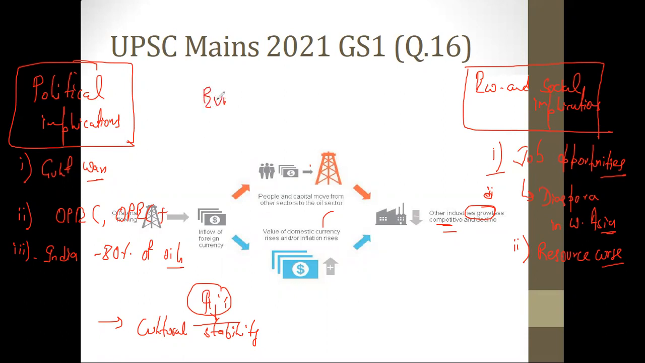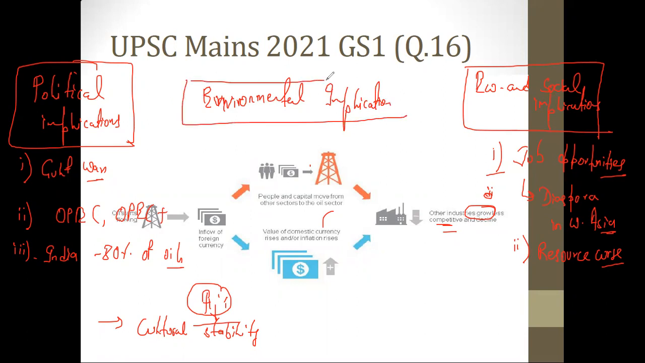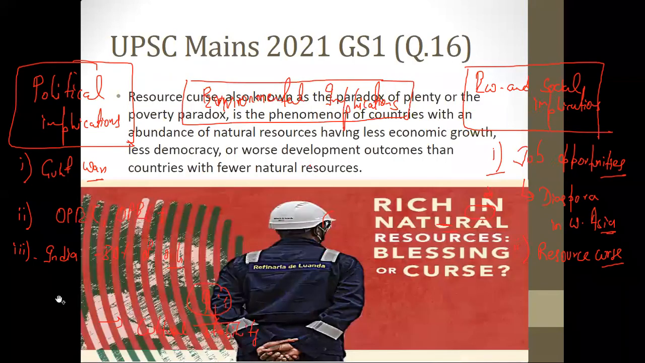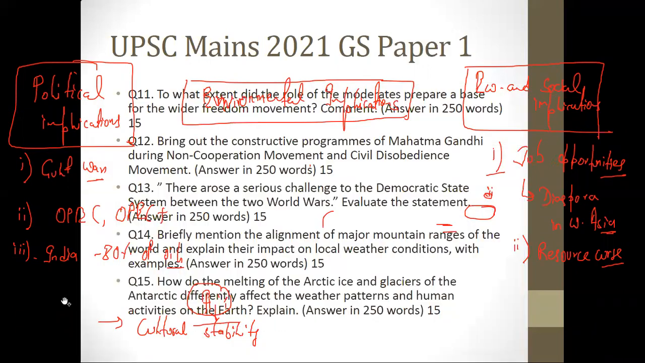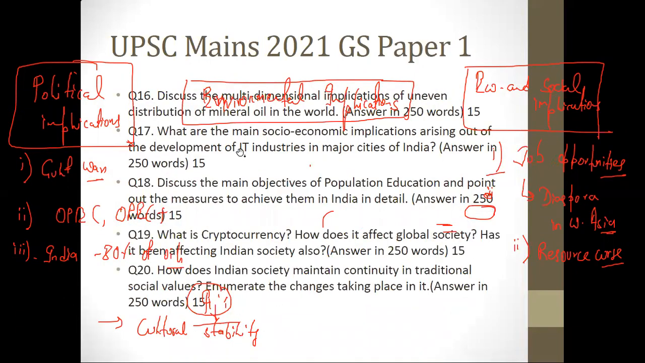Then talk about environmental implications. What are the environmental implications of this uneven distribution of mineral oil? Keep on reiterating the topic so that the examiner feels that you are not deviating from the topic. That is a very important thing in essay as well as in GS. So environmental implications, just think logically. These countries are very rich in oil. So why will they want a transition to renewable energy? These countries now directly or indirectly try to delay transition to clean energy. So that is one environmental implication: delay in transition to clean energy.